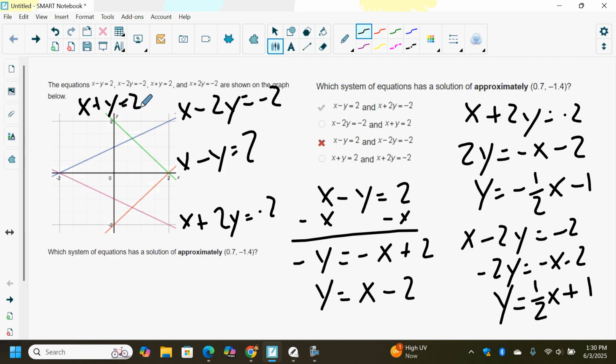So then I'm looking for which system has a solution of approximately 0.7 and negative 1.4. So this is 0.5. So 0.7 would be about here because this is 1. And negative 1.4 would go down. So this would be negative 1 and about 0.4. So it would be x minus y equals 2 and x plus 2y equals negative 2. So it ended up being this one. So you have to figure out which line equals each equation.